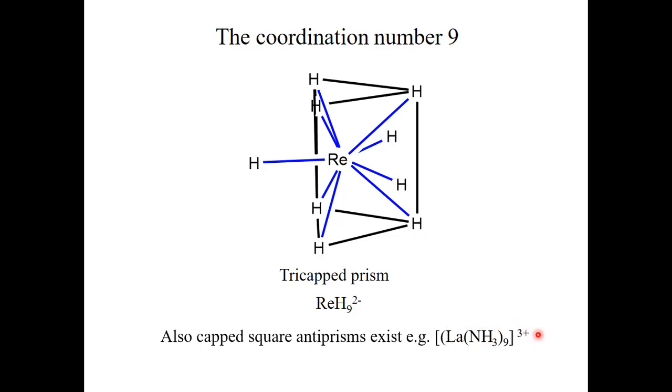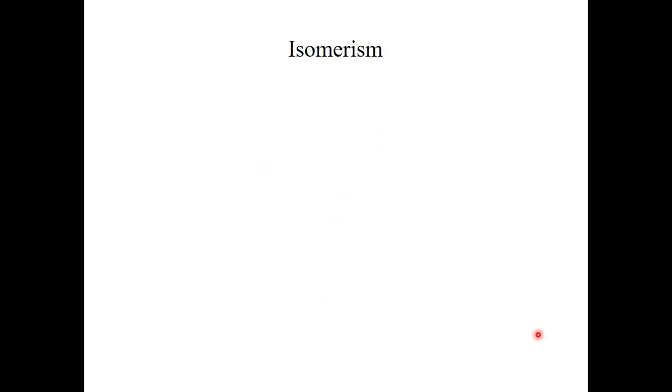Coordination number 9 is not the highest possible coordination number. Coordination numbers up to 16 have been observed, but they get increasingly rare, and we do not have to go through all these examples. It's enough to know that we can have coordination numbers of up to 16. Okay, so this was what I wanted to tell you about coordination numbers. Let us move over to the next subchapter, which is about isomerism.